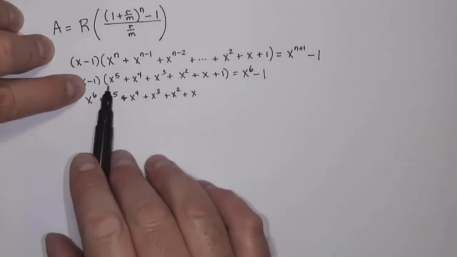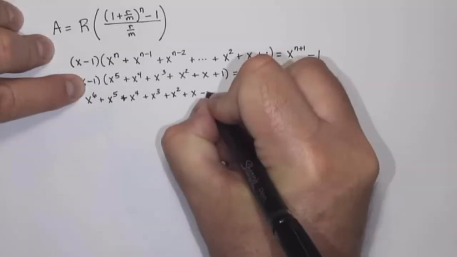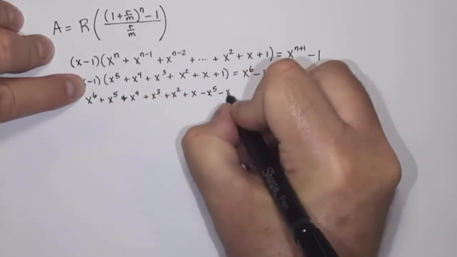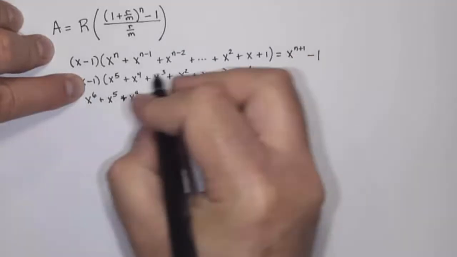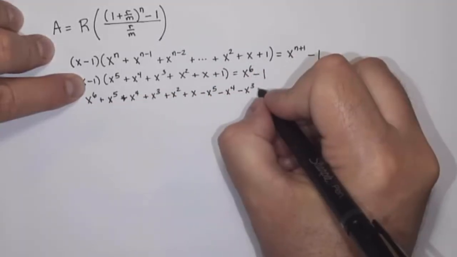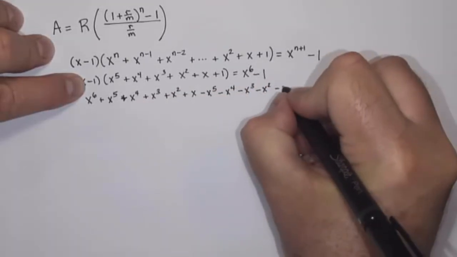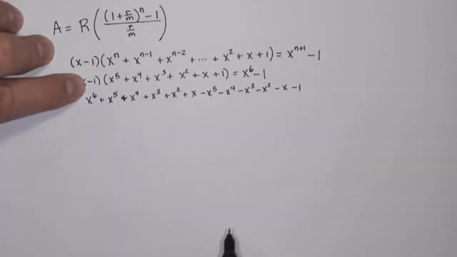Now if I multiply minus 1 by everything in there, minus 1 times x to the 5th would be minus x to the 5th. Minus 1 times x to the 4th would be minus x to the 4th. Minus 1 times x cubed would be minus x cubed. Minus 1 times x squared would be minus x squared. Minus 1 times x would be minus x. Minus 1 times plus 1 would be minus 1.